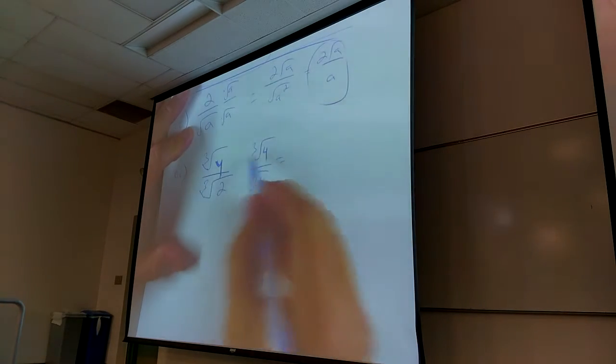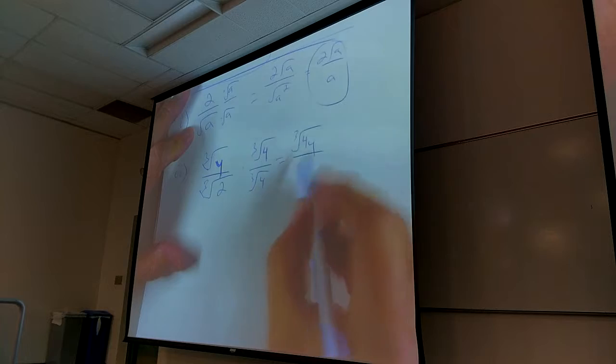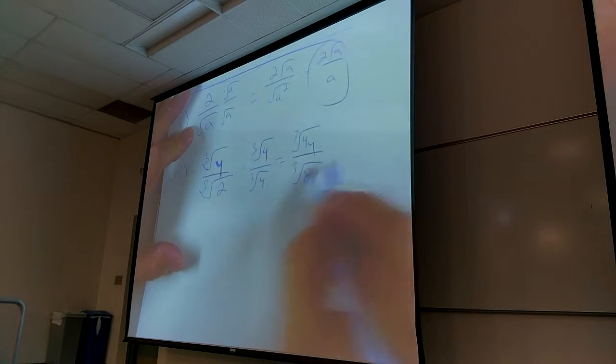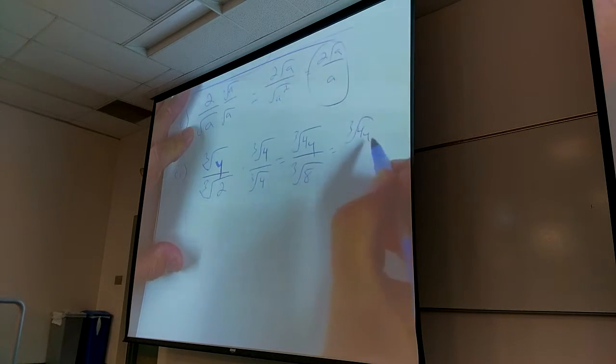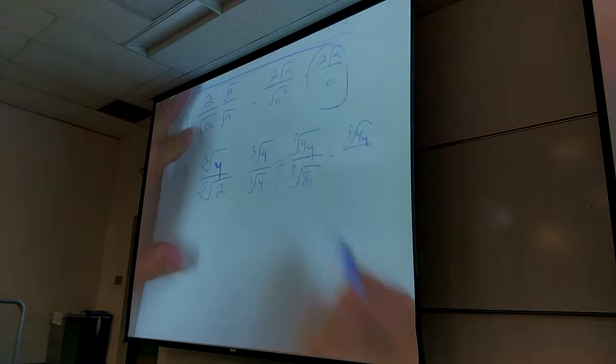So at the top, what do I get? Cube root of 4y. And the bottom, what do I get? I get the cube root of 8. Now, if you're smart, you can skip that step because I designed it so that it's able to be done. What is the cube root of 8? 2.